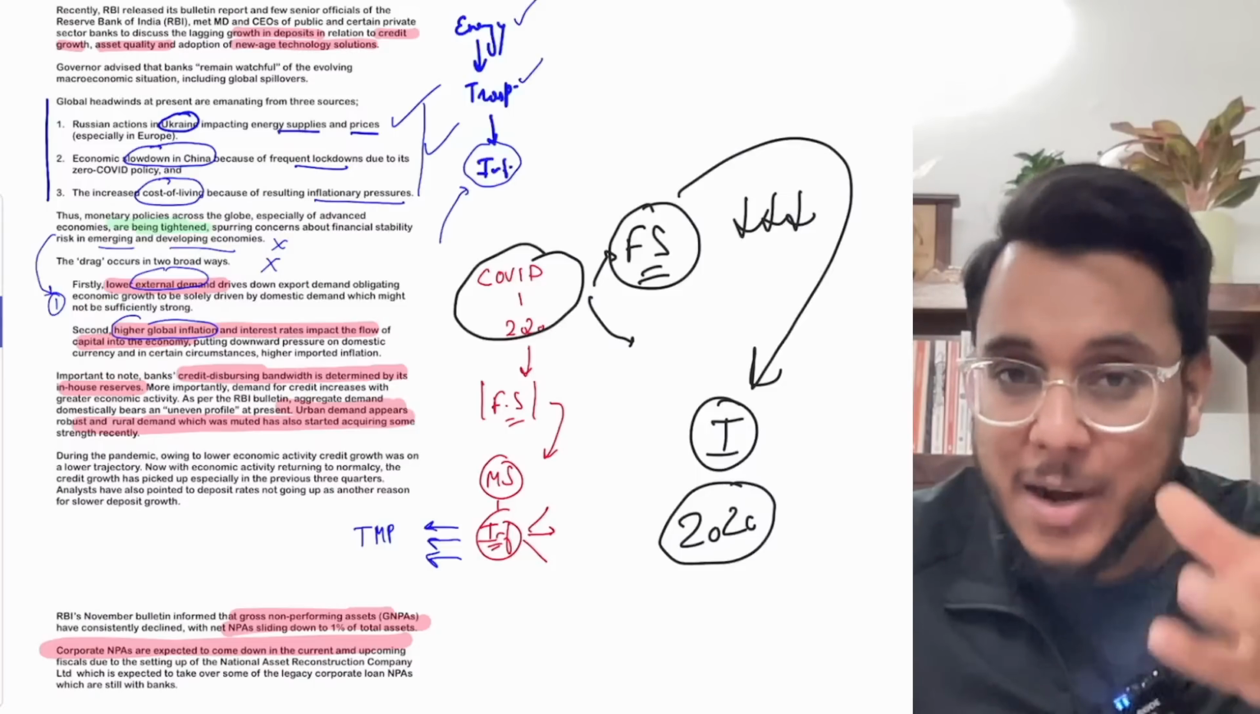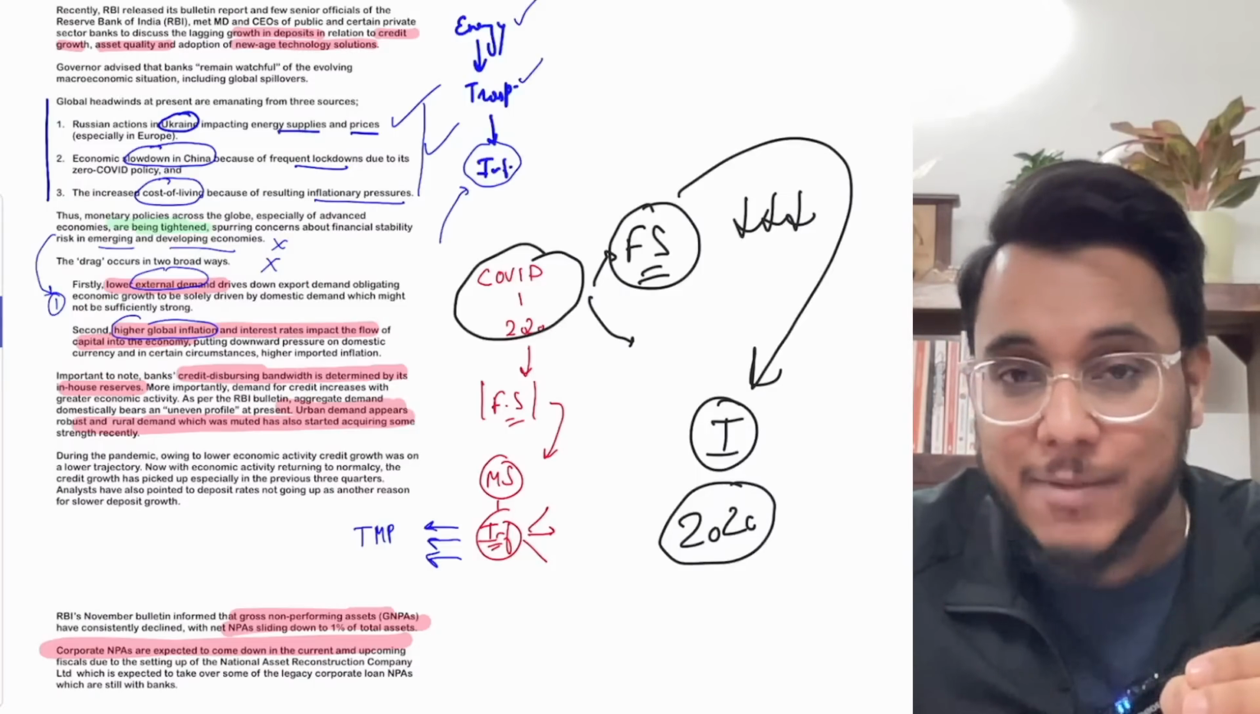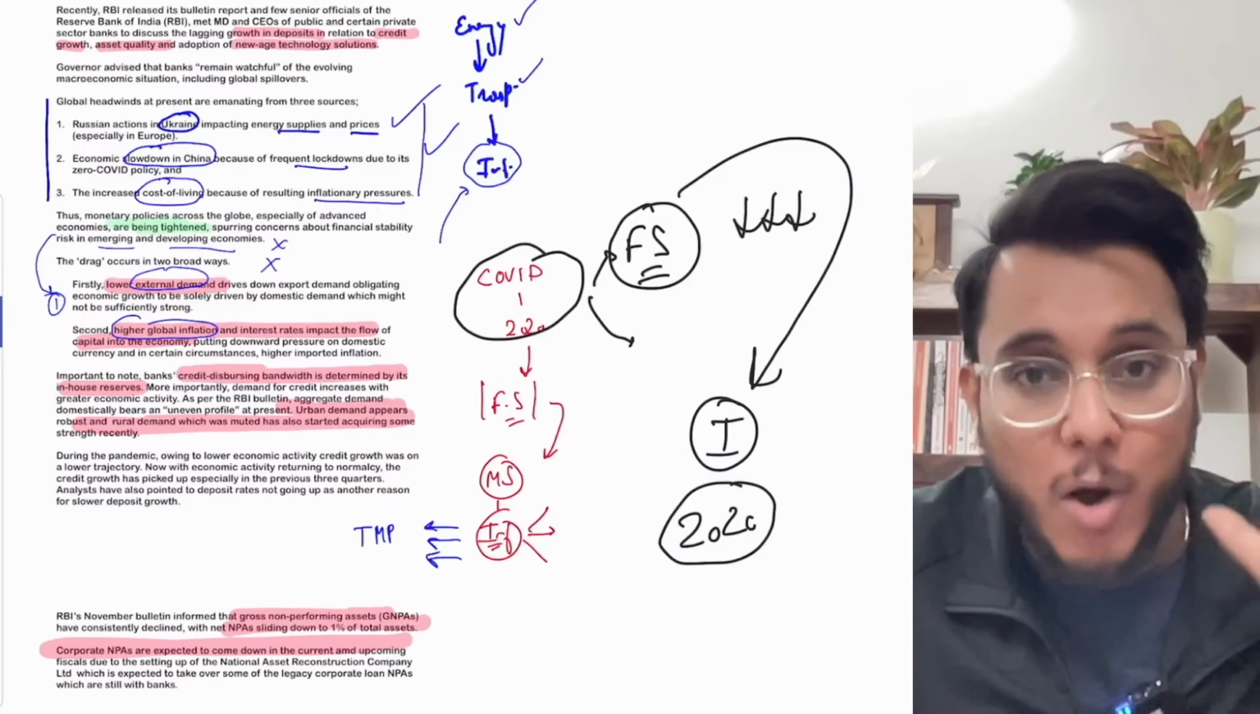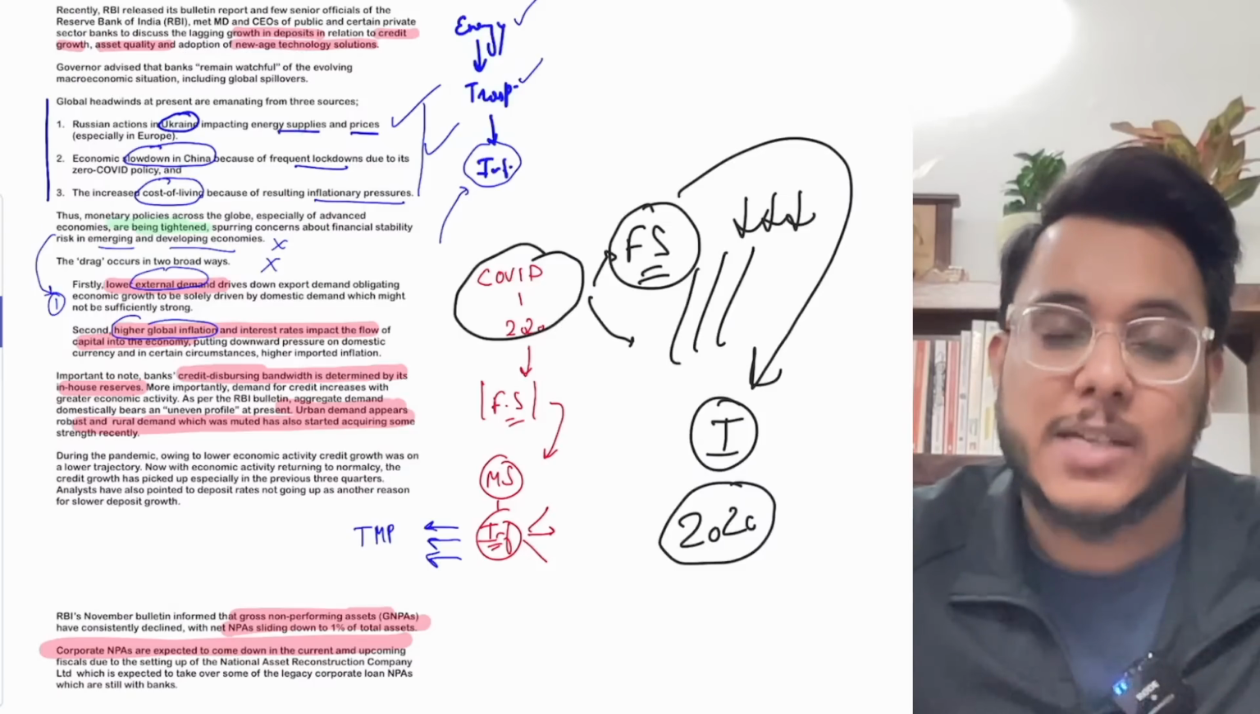Now you see this thing, in 2020 the Indian economy was not doing good. We were facing a negative growth rate, but the stock market performed phenomenally well. Why? Because of the foreign investments that were coming.